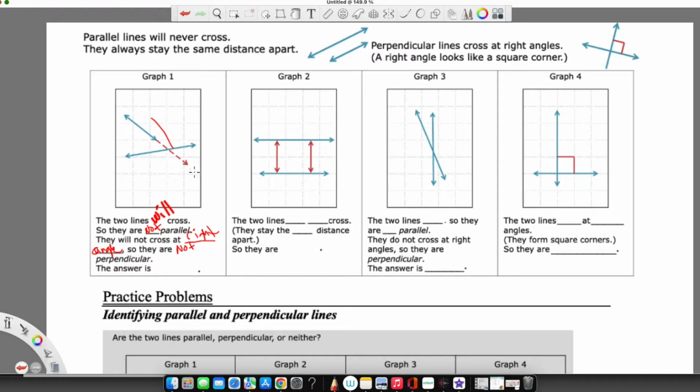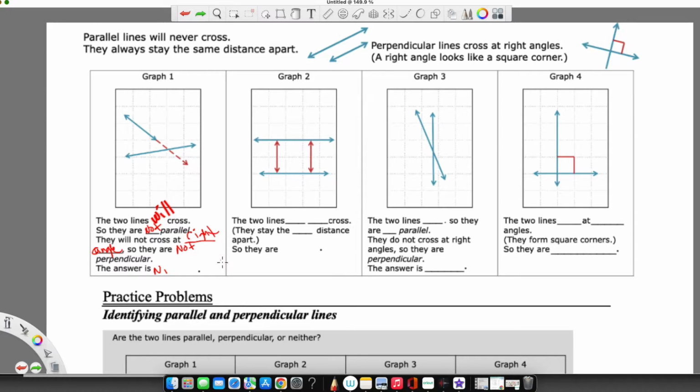I'm not even sure if I can draw that nicely. Let's see if I can. A perpendicular line looks perpendicular-ish. So that's a little closer to what perpendicular would be through that point. So the answer on this one, if I'm only categorizing it as parallel or perpendicular, would be neither. That's all. We're not going any farther than that.